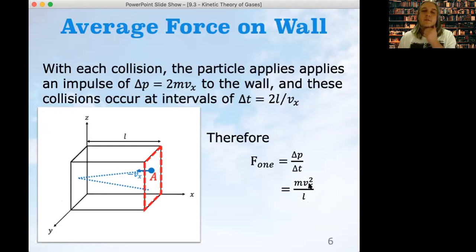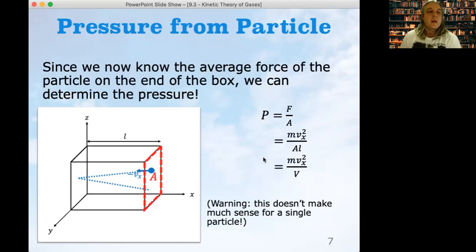So we have mass times square of velocity over the length, but the pressure is force over area. So we need to take that term we just got and divide it by the area. And that gives us area times length on the bottom, and the area times the length is just a volume. So that actually gives us that the pressure on this end of the box is the mass times the velocity x component squared, over the volume. So we have this term here, P equals mvx squared over volume.